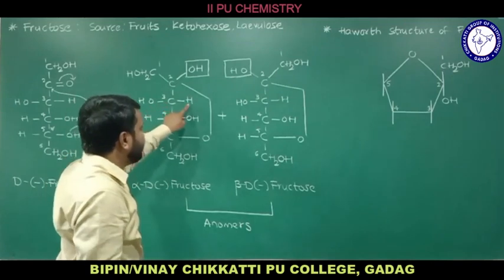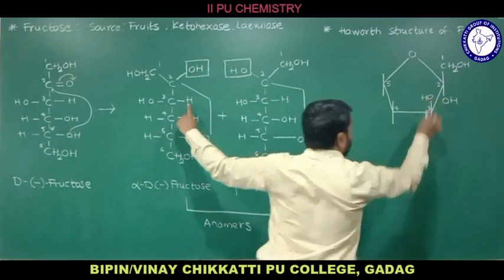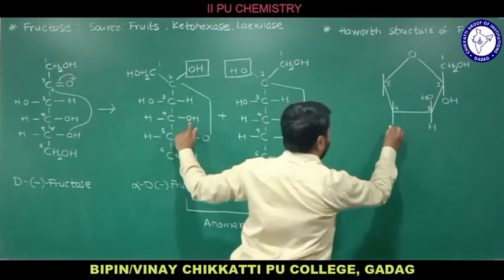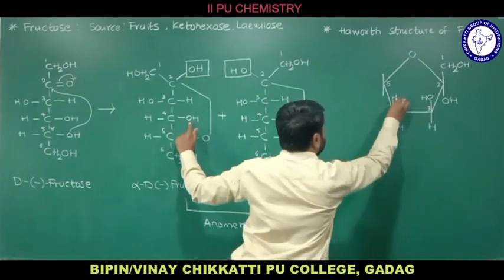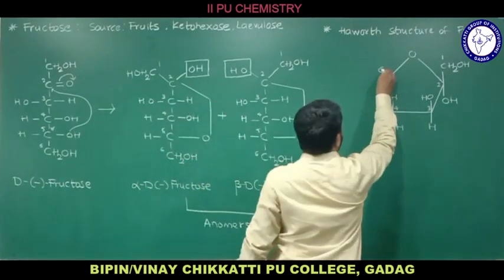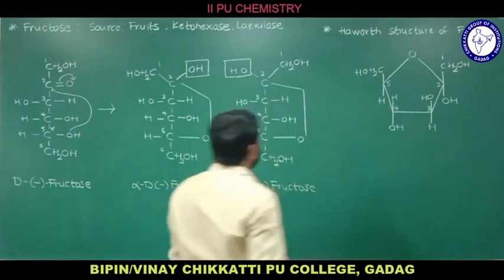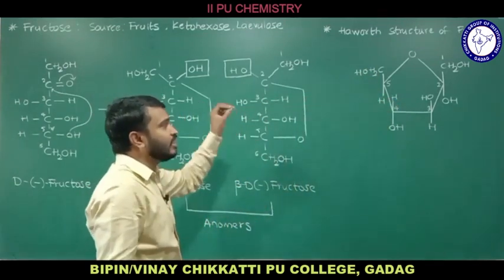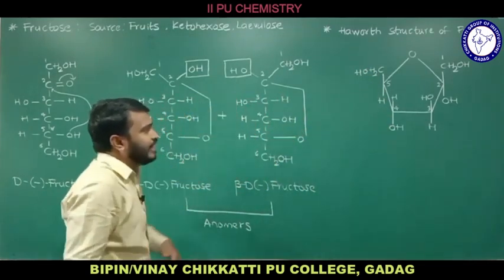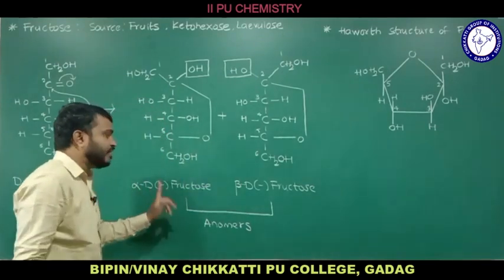Carbon number 3, OH is on the right side, H is on the left, so H is below and OH is above. Carbon number 4, OH is on the right side, therefore OH has to be placed below, H has to be placed above, and CH2OH, I told you, has to be written above the plane, and here is H. There is always a bond between carbon and carbon, and in this case carbon and oxygen only. Don't write any element related to that, and that is the Haworth structure of alpha-D-fructose.